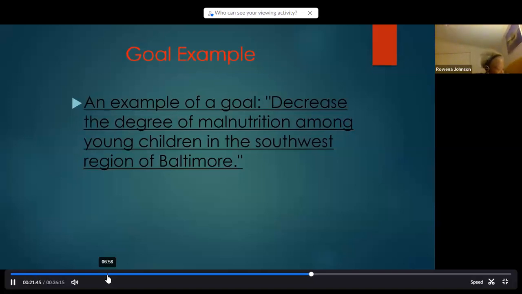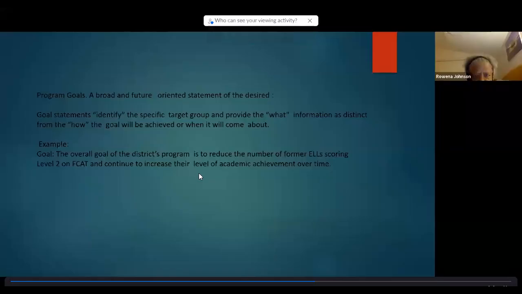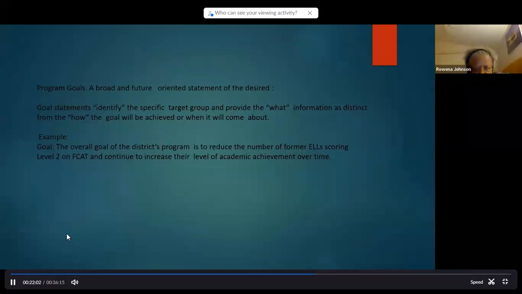Okay, let's continue. Program goals: a broad future-oriented statement of the desired outcome. Goal statements identify the specific target group and provide the what information, as distinct from how the goal will be achieved or when it will come about. The overall goal of the district's program is to reduce the number of former students scoring level 2 and continue to increase the level of academic achievement over time.